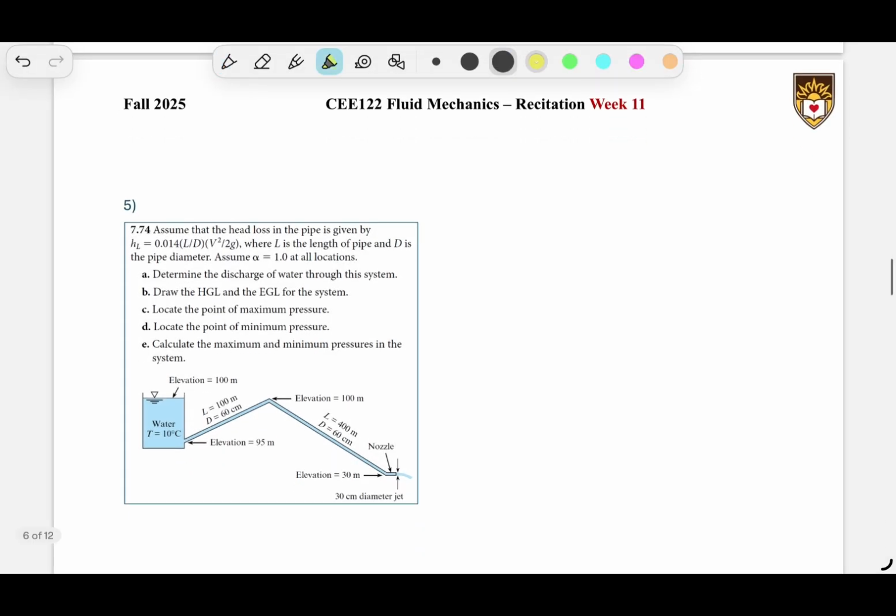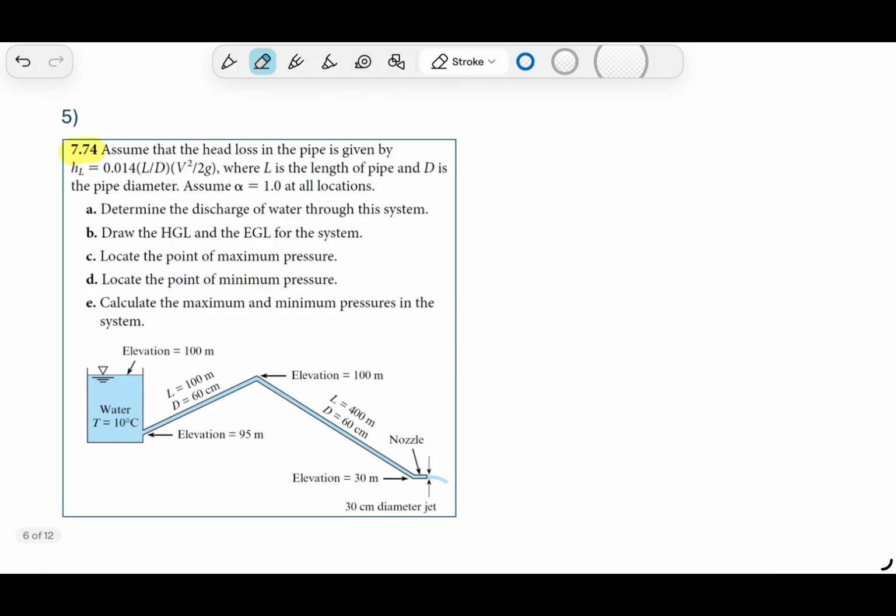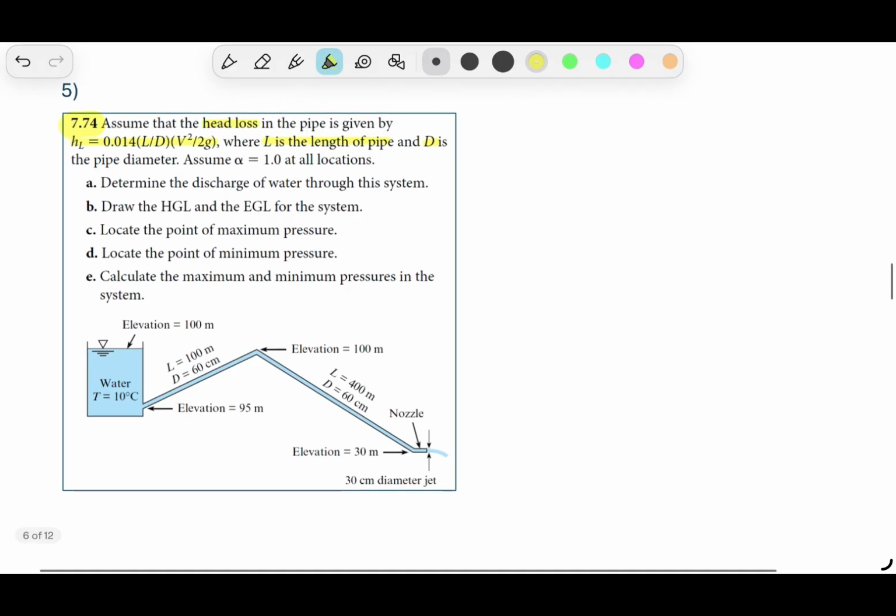Okay, this is question 5.7.4. Here we are assuming that head loss in the pipe system is given with this equation, where L is the length of the pipe and D is the diameter. So we need to determine the discharge of water through the hydraulic grade line and energy grade line, and find the maximum pressure and minimum pressure locations and values.